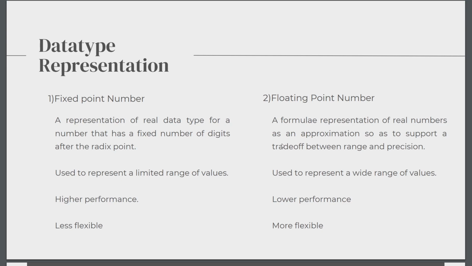Fixed point representation is used to present a limited range of values. On the other hand, floating point representation is used to represent a wide range of values as there is no restriction for the range of the values. As for performance, fixed point representation performs better than floating point representation as it is for a fixed number of digits. For flexibility, fixed point representation is less flexible than floating point representation.